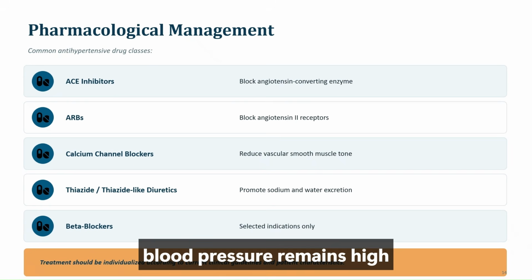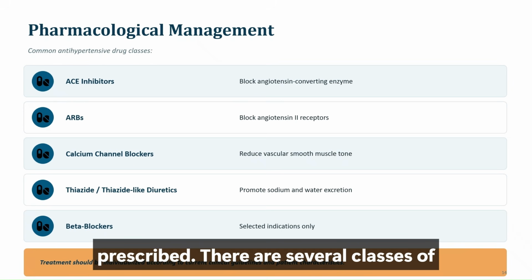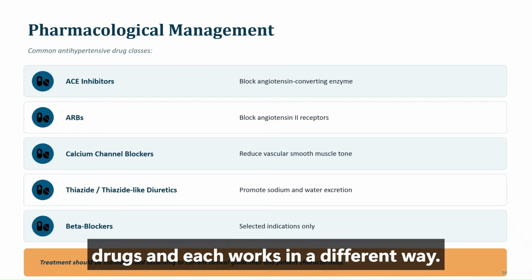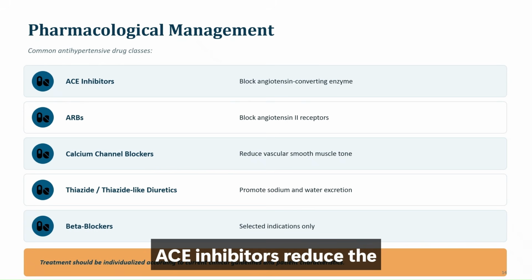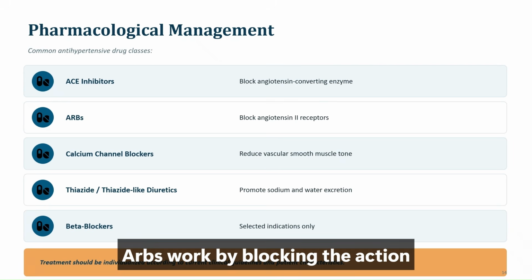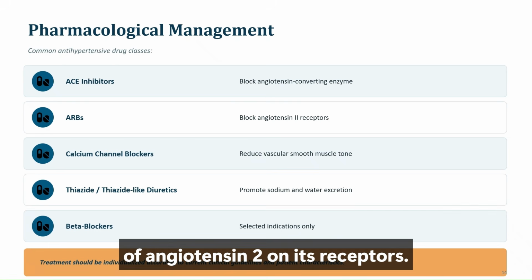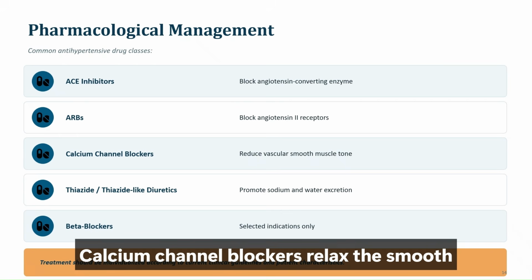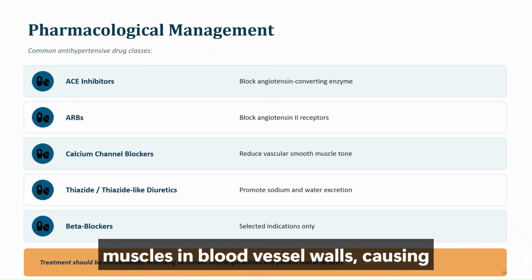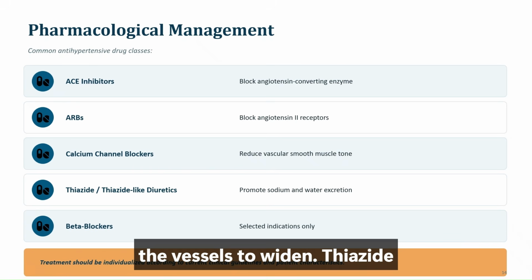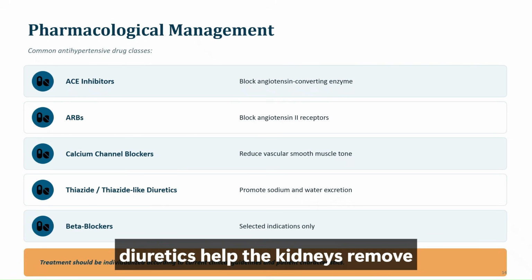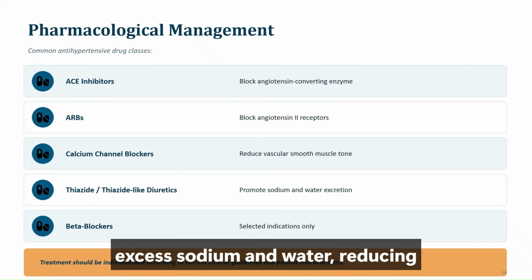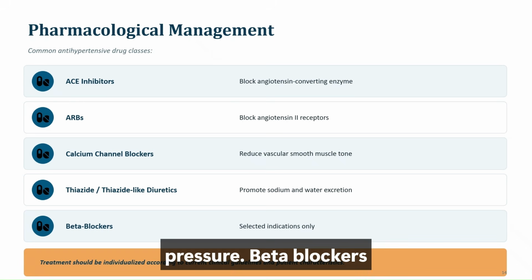When blood pressure remains high despite lifestyle modification, antihypertensive medications are prescribed. There are several classes of drugs and each works in a different way. ACE inhibitors reduce the production of angiotensin II, helping blood vessels relax. ARBs work by blocking the action of angiotensin II on its receptors. Calcium channel blockers relax the smooth muscles in blood vessel walls, causing the vessels to widen. Thiazide diuretics help the kidneys remove excess sodium and water, reducing blood volume and lowering blood pressure.